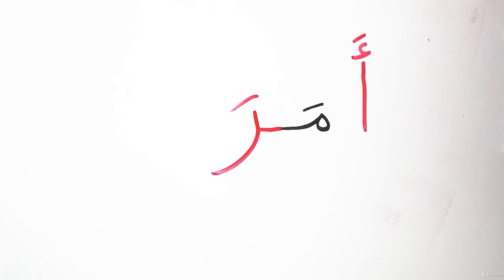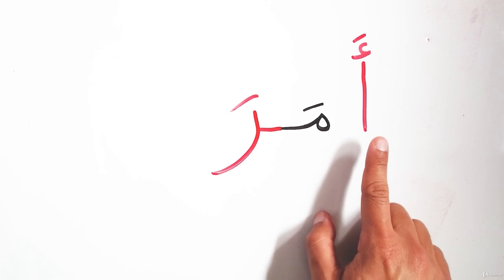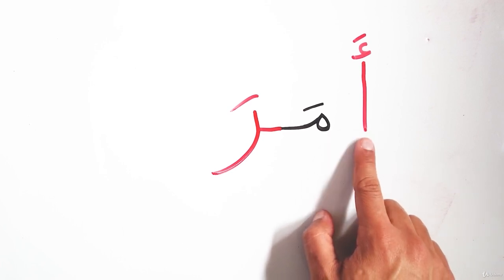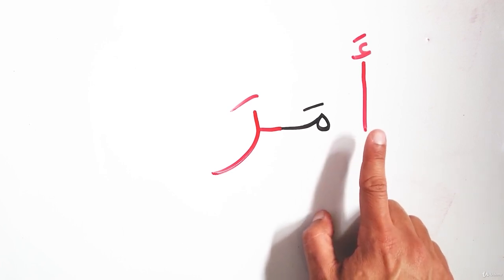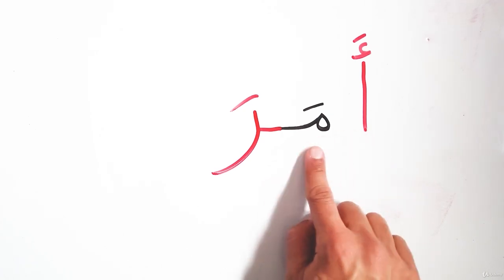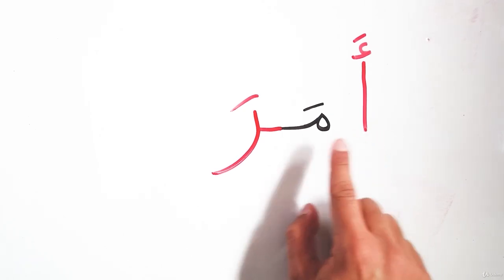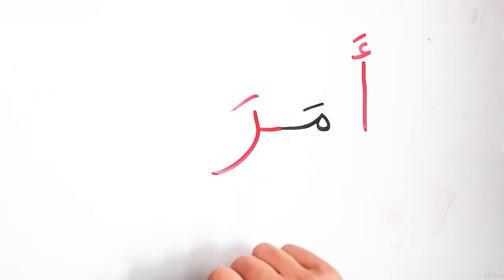As you are still a beginner, let me show you a way that will help you read Arabic words. We will start with the first letter like this, and then I will say a, ame, and then amara. Let's check another word.